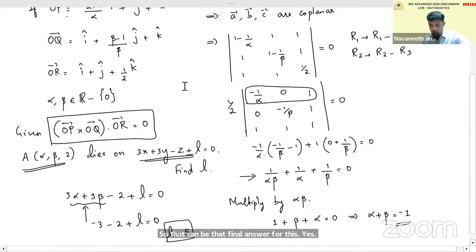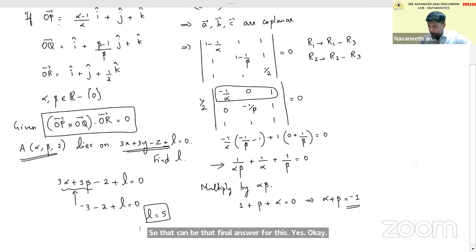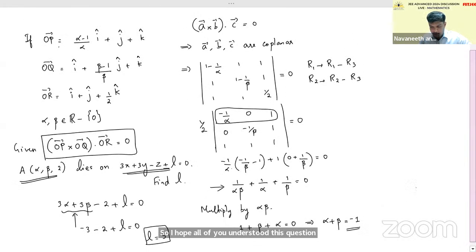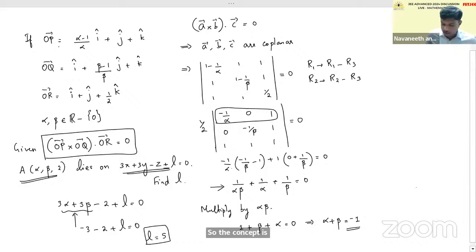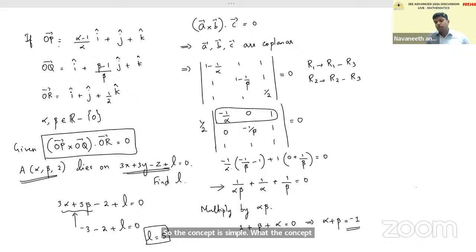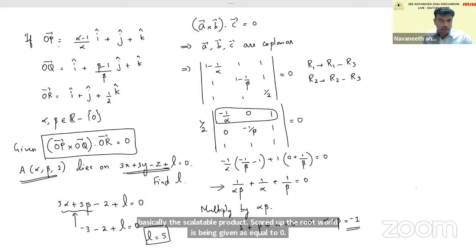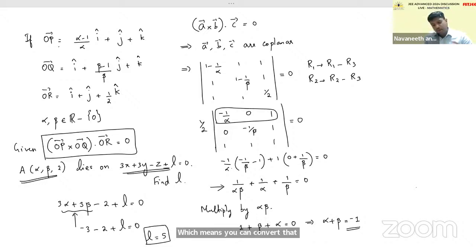Okay. So I hope all of you understood this question. The concept is simple. The concept used here is basically the scalar triple product. The scalar triple product has been given as equal to 0, which means you can convert that to a determinant problem. And the determinant of the components of the vectors must be 0. As you can see, I've written the components of the first vector in the first row, components of the second vector in the second row, components of the third vector in the third row, and that determinant must be 0. And after the algebraic calculations, you will be getting the values required.